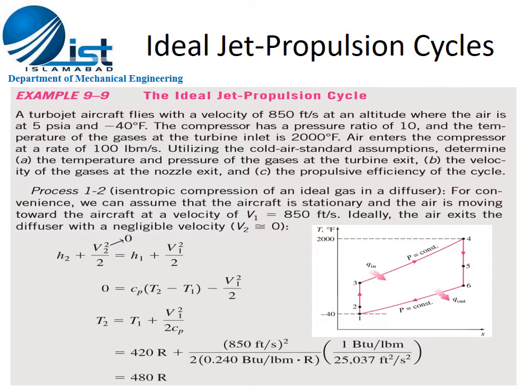We have to find T2 because T1 is known, which is minus 40 degrees Fahrenheit. To find the temperature T2, we convert enthalpy into Cp delta T. From this relation, we find T2 is equal to 480 Rankine.